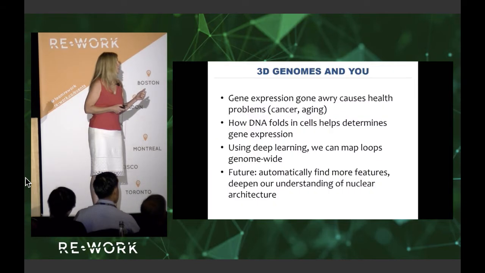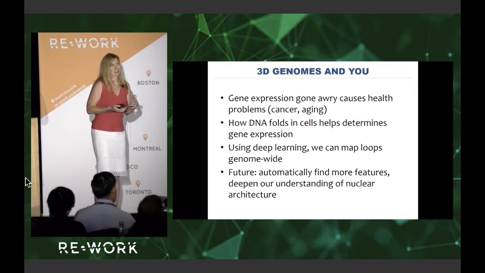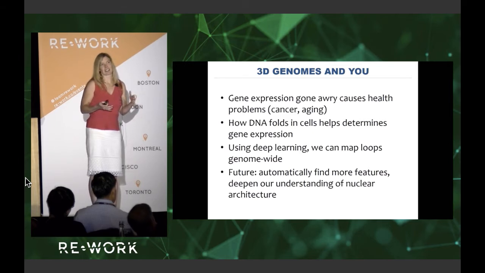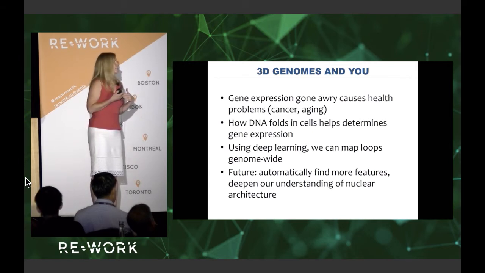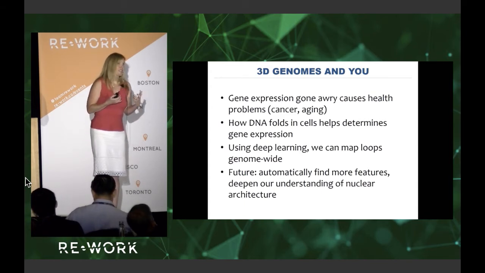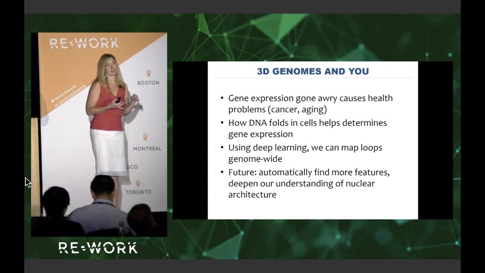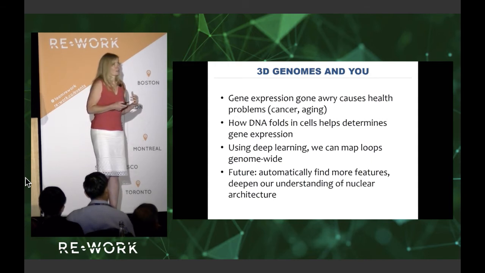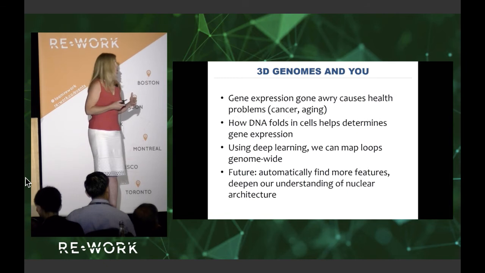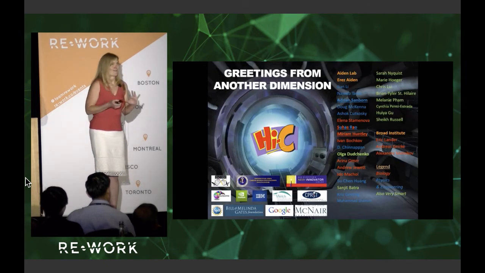So in conclusion, I just wanted to say gene expression is an interesting problem from a health perspective. It really is a very basic problem, but it really does have some health implications. And how DNA folds affects gene expression. So using this deep learning, we can map the loops genome-wide. We're hoping to be able to do even more, not just the loops, but some of the other really interesting features, such as the domains that are along the diagonal. There are things called compartments and subcompartments. And we're hoping to deepen our understanding of nuclear architecture and thereby add to our basic understanding of biology.